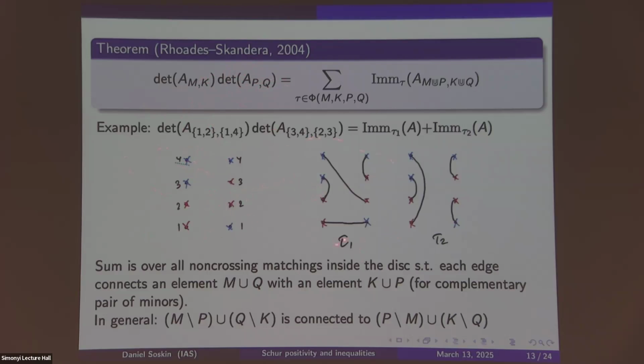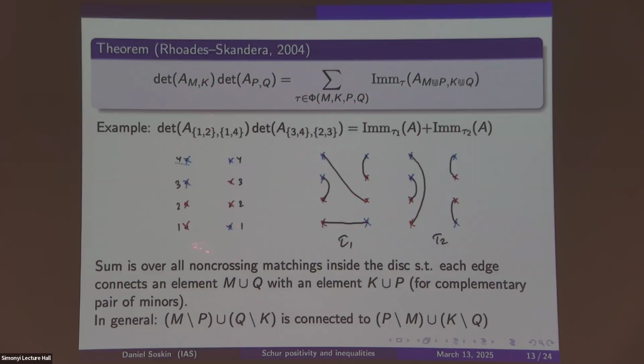So we look at such diagrams which connect opposite covers and form a non-crossing matching. For such a covering, we could see that we have two different ways to draw a non-crossing matching such that each edge connects opposite covers and they're inside this disk. So the rule in this theorem tells that the product of such two minors is a sum over immanants indexed by diagrams obtained in this way, that are compatible with these four index sets.